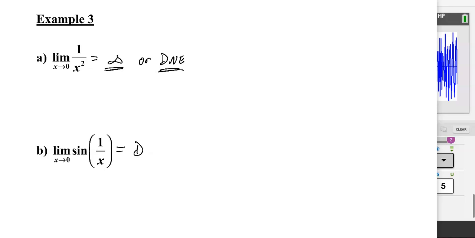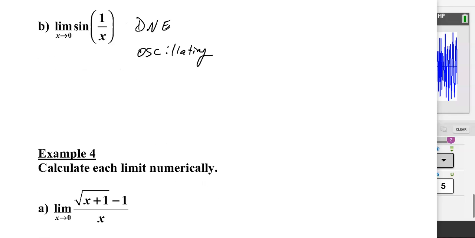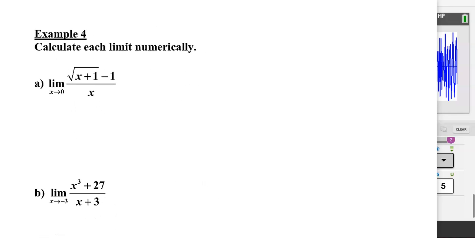Don't put an equal sign. Don't put, why did I put, oh wait, yeah, that equals infinity, or does not exist. So this one just does not exist. And the reasoning, you don't necessarily have to put this, but this is an oscillating function. That is a type of discontinuity that you did not learn about in pre-cal. Okay, so that's one that I want to talk to you guys about.